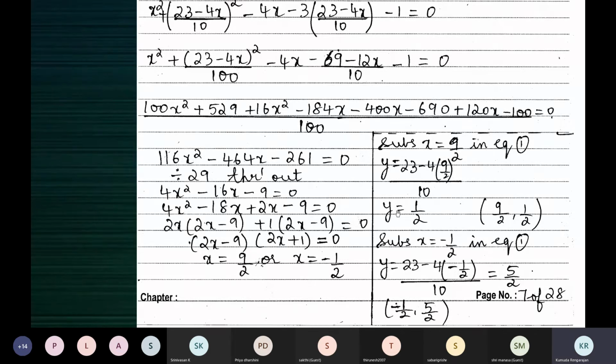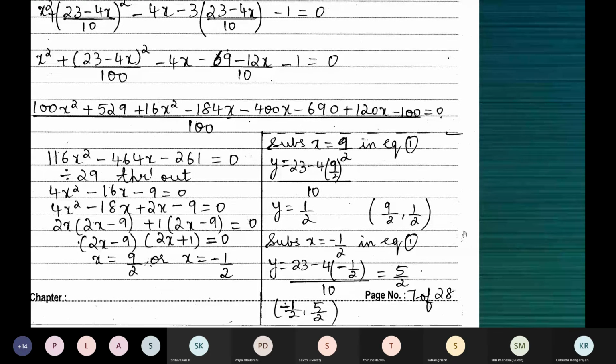So when you get y is 1 by 2, the point can be (9 by 2, 1 by 2). Or when x is minus 1 by 2, you get y as 5 by 2, so the point can be (minus 1 by 2, 5 by 2). So that means if this is the coordinate of B, then this will be the coordinate of D. Or if this is the coordinate of B, then this will be the coordinate of D.